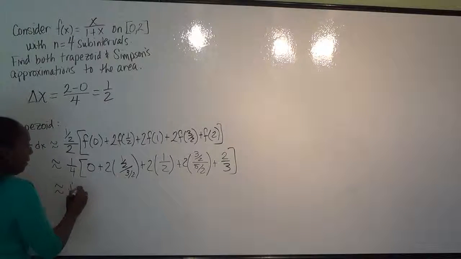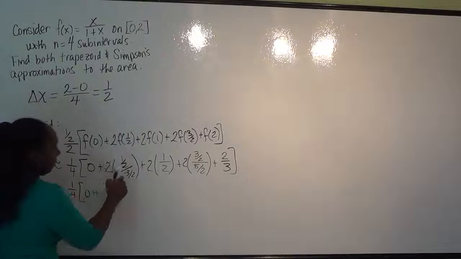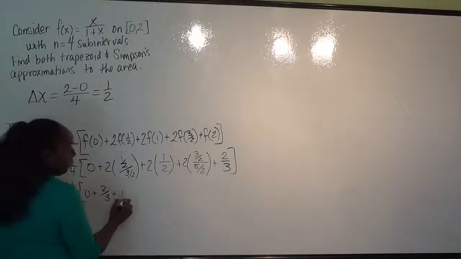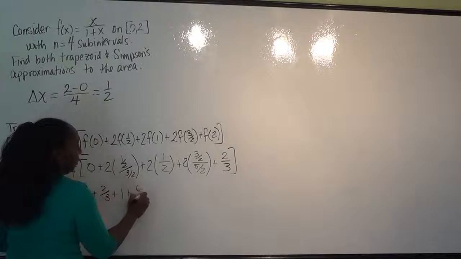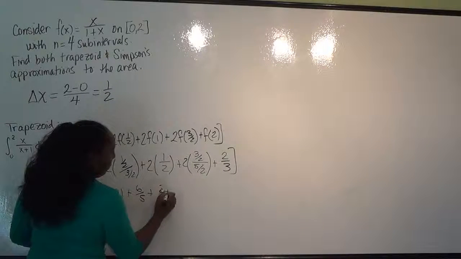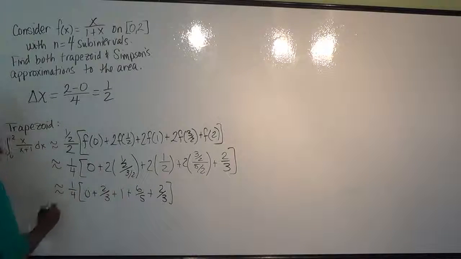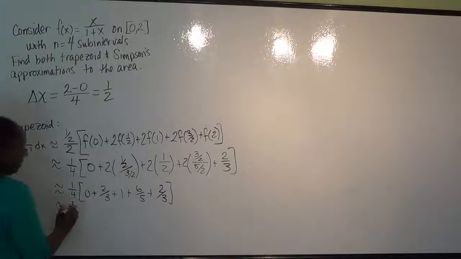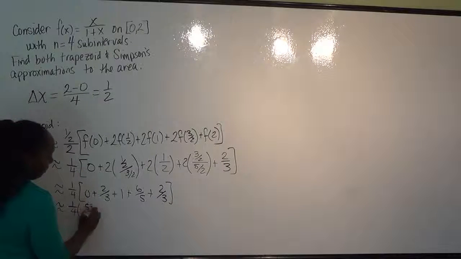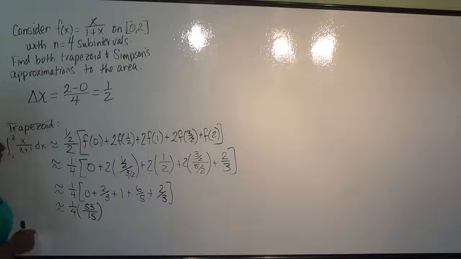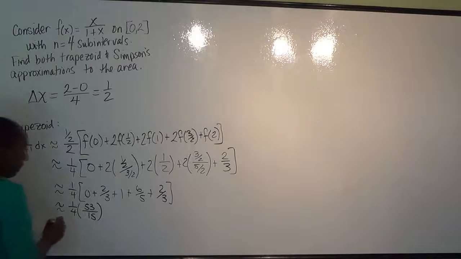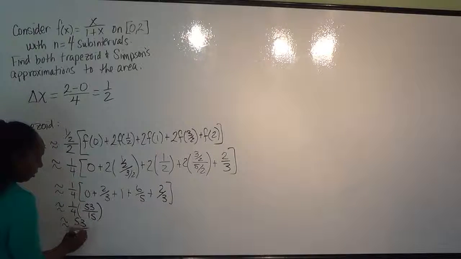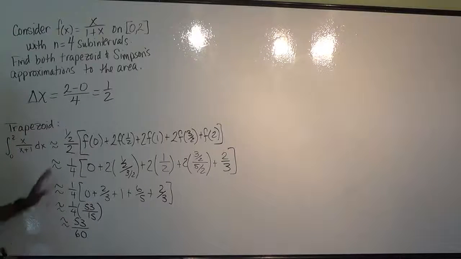That's not pretty. So 0 plus, looks like a third times 2, plus 1 plus 3/5 times 2, plus our 2/3. Okay. At this point, we're going to want to get a common denominator. Once we have the common denominator, we can add those together. You'll see our common denominator is 15. Adding that up, we'll get 53. And then our approximation looks like 53 over 60. So there's our approximation for the trapezoid rule.